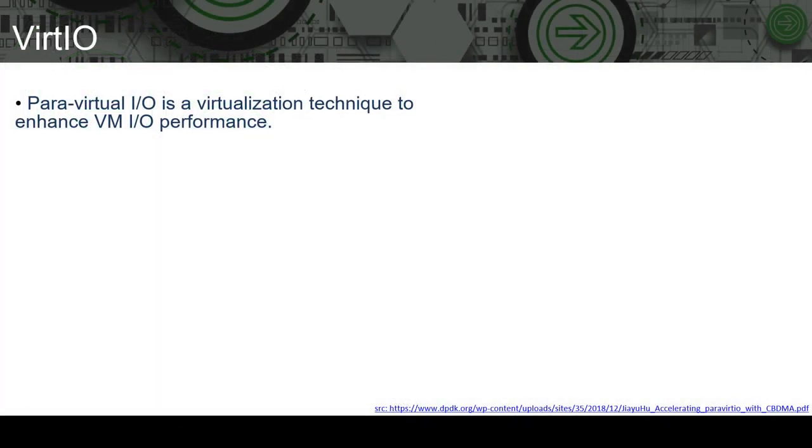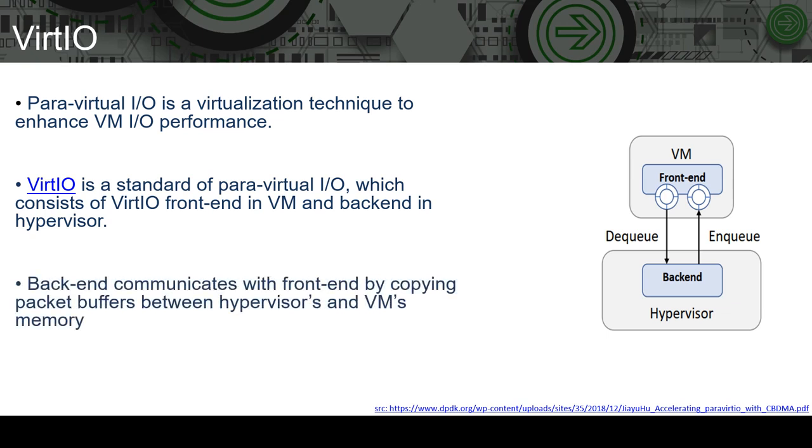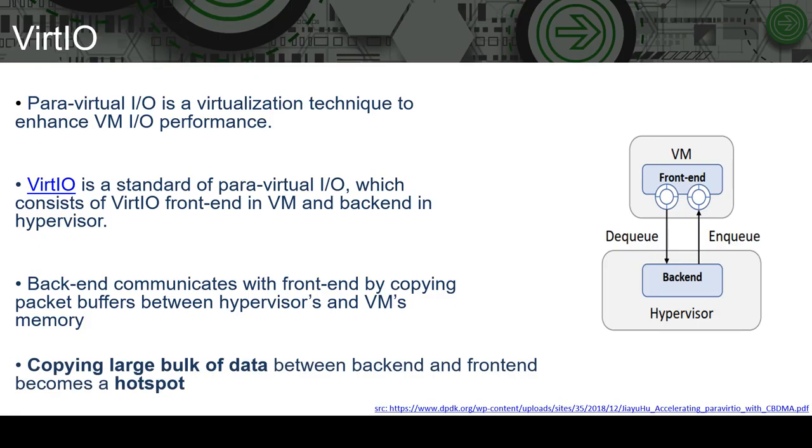First, let's see what Paravirtual IO is. Paravirtual IO is a virtualization technique which enhances the VM IO performance, and virtIO, being the standard for it, consists of a front-end and a back-end. Front-end in the VM and back-end in the hypervisor. These two entities talk to each other by copying packet buffers, and copying data between the front end and the back end can become a CPU hotspot. So if we can offload this copy to other hardware, we can save CPU cycles and use them for other tasks.